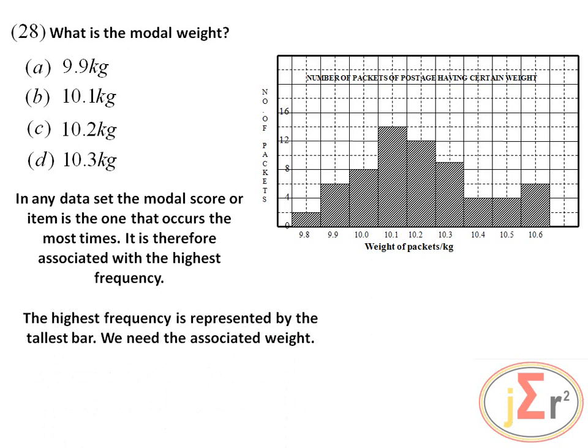The highest frequency is represented by the tallest bar. We need the associated weight. That is our tallest bar, and there we have it pointing down right there to the associated weight, which is 10.1 kilogram, and we have that for option B. That is the correct answer.